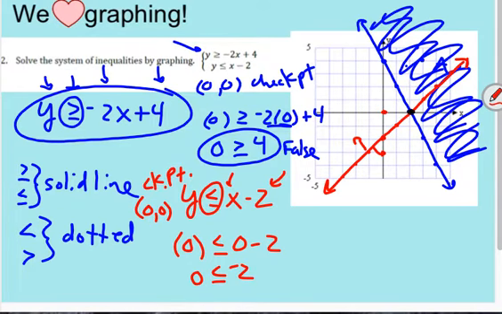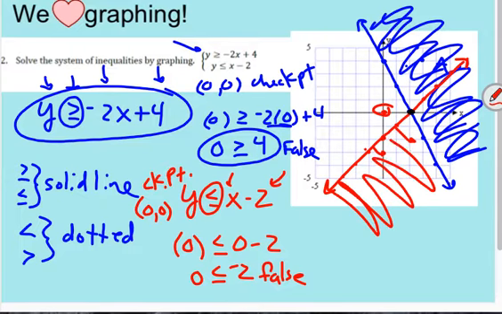A lot of people say, oh yeah, it's less than, but it's a negative number. 0 is greater than -2, so this is a false statement once again. So I'm not going to shade above the line towards 0, 0. I would shade away from 0, 0. So I'm going to shade right here.